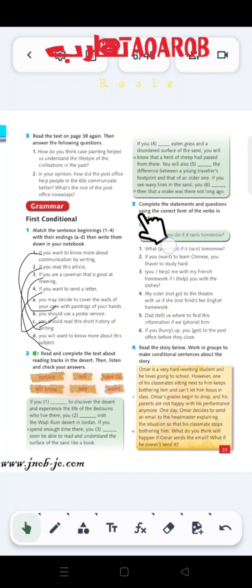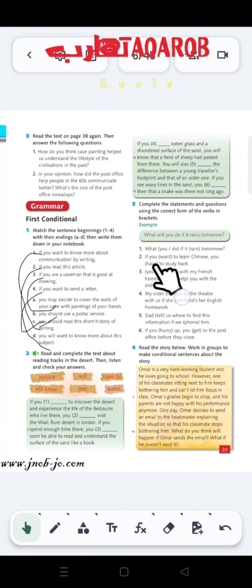Now let's do exercise number 3. Complete the statements and questions using the correct form of the verbs in the brackets. Example, what will you do if it rains tomorrow? This is the answer of 1. What will you do if it rains tomorrow?